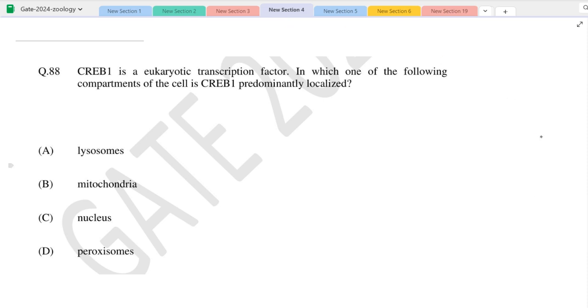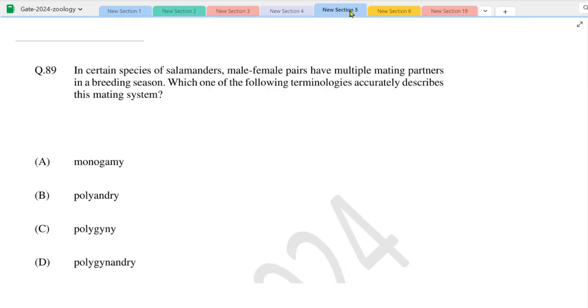So CREB1 is a eukaryotic transcription factor. In which one of the following compartments of the cell is CREB1 predominantly localized? So clearly they say it's a transcription factor. So most of the transcription factors are in the nucleus. Even if you don't know what CREB1 is, of course you can definitely make a very good educated case here by saying since it's a transcription factor, it is most likely to be in the nucleus. So the correct answer here is option C, which is nucleus. Moving on to the next question.